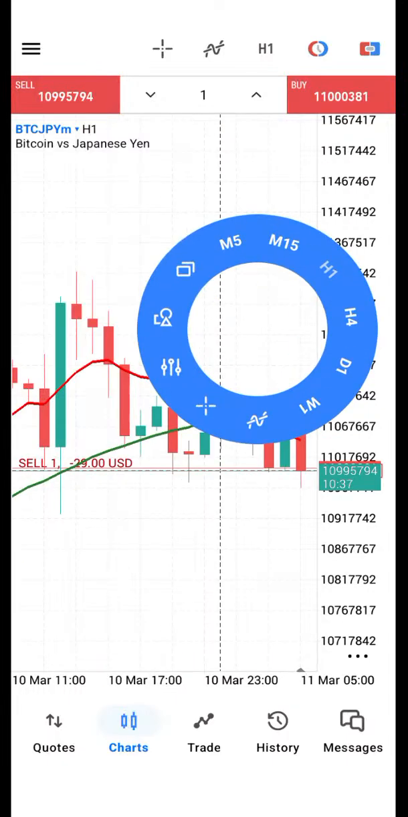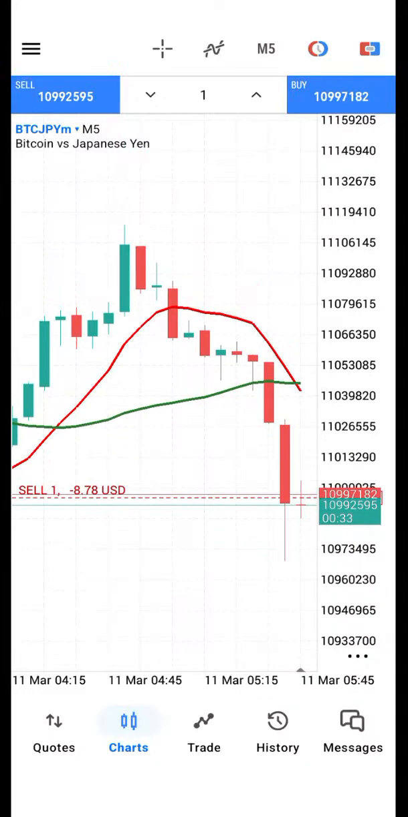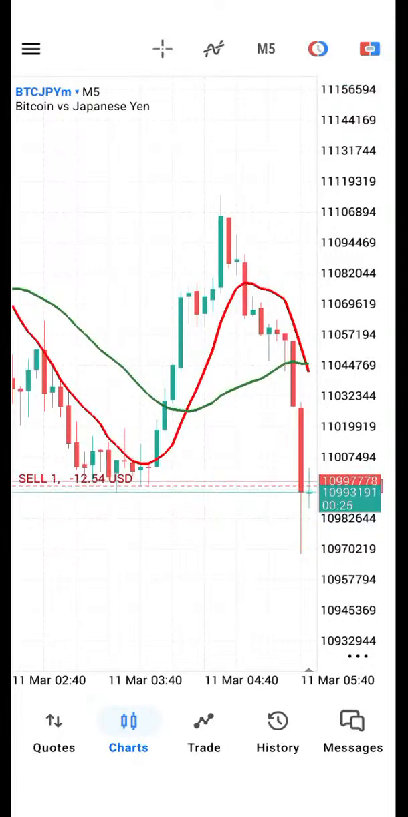But I prefer the 5 minutes because the 5 minutes will tell me when the trade is just running out, and you know all these things matter when trading. So I just took one sell. Let's see what will happen. Now we're almost at the London session.